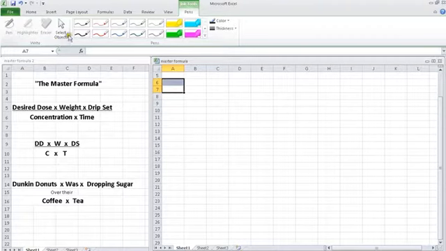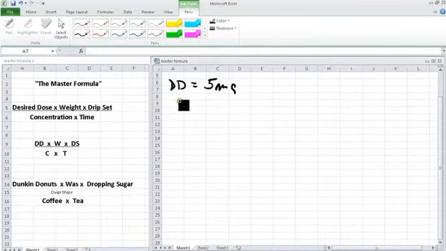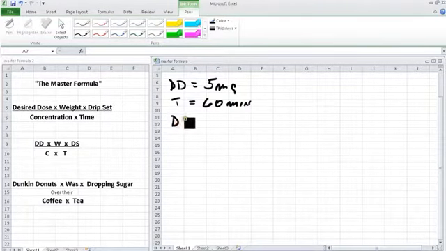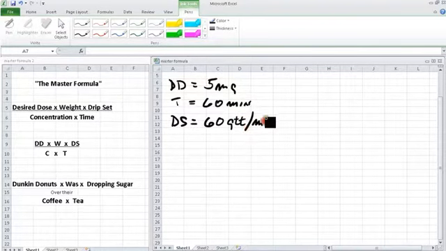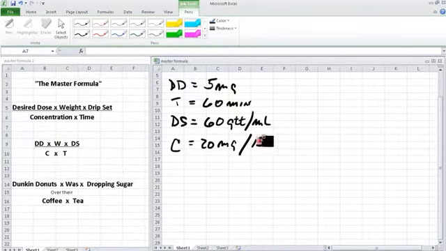All right, let's write out the information that we have. Desired dose is equal to 5 milligrams, and that's 5 milligrams per hour. The time here, in this case, is 60 minutes. The drop set is equal to 60 drops per ml. And the concentration in this case, we were told to mix 20 milligrams in 150 mLs.